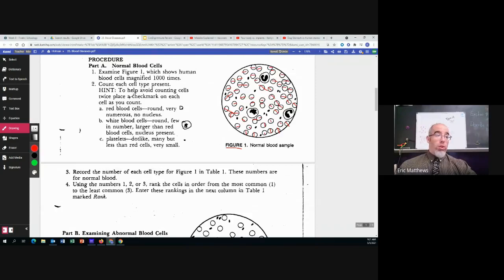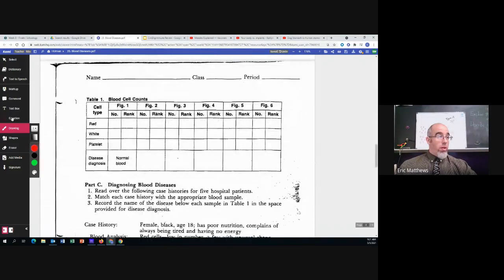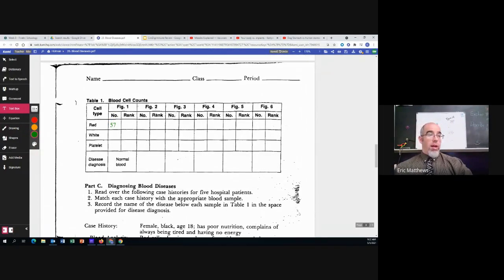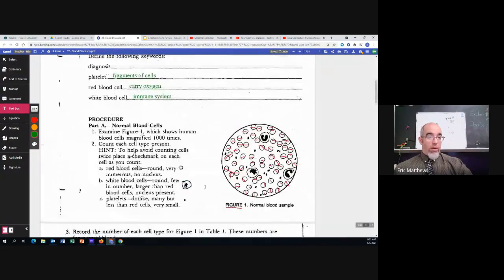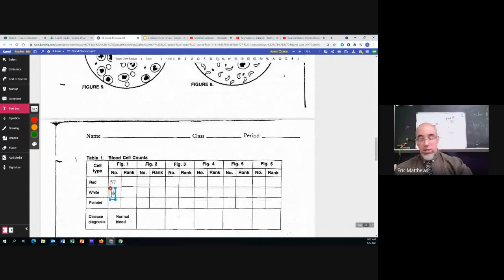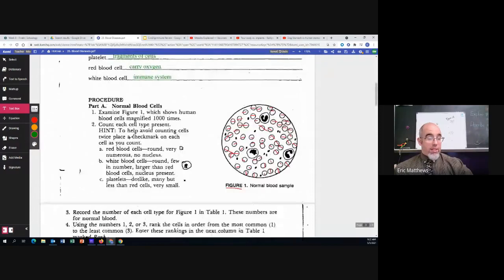Now you want to record that in your data table. So figure number 1, red blood cells, I had 57. Then you come back up. Now we want to count the white blood cells, 1, 2, 3. Easy enough. White blood cells, 3. Platelets, all right, those little black dots. Once again, it's useful just to go 1, 2, 3, up to 15.